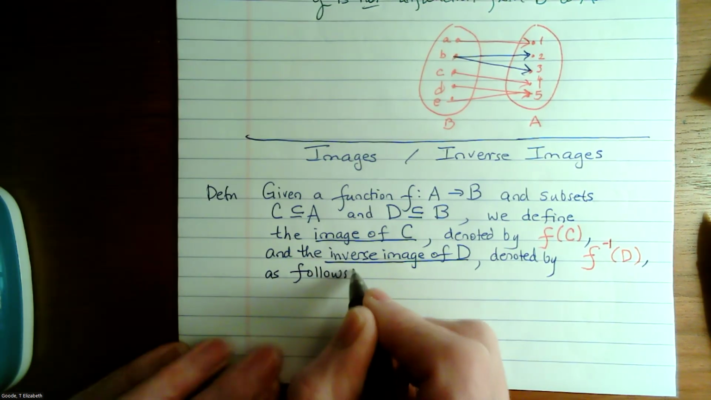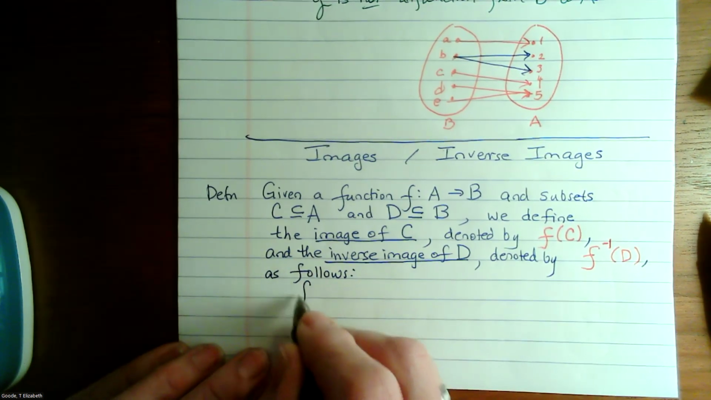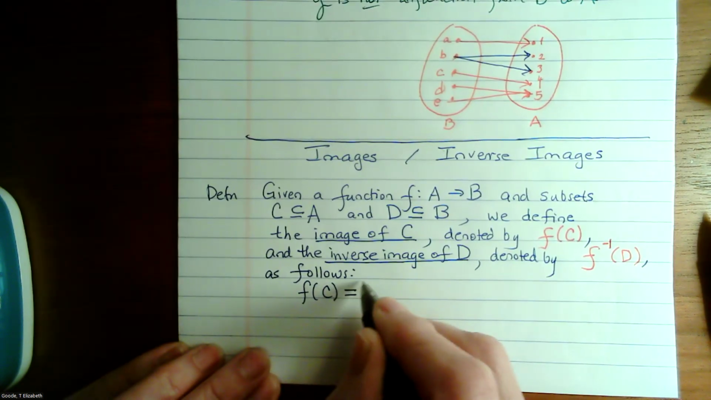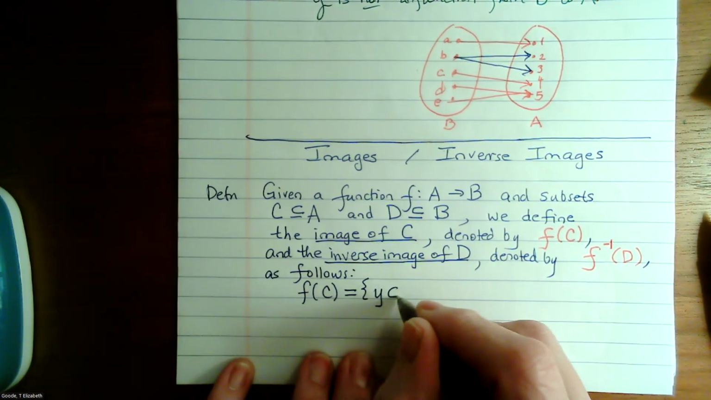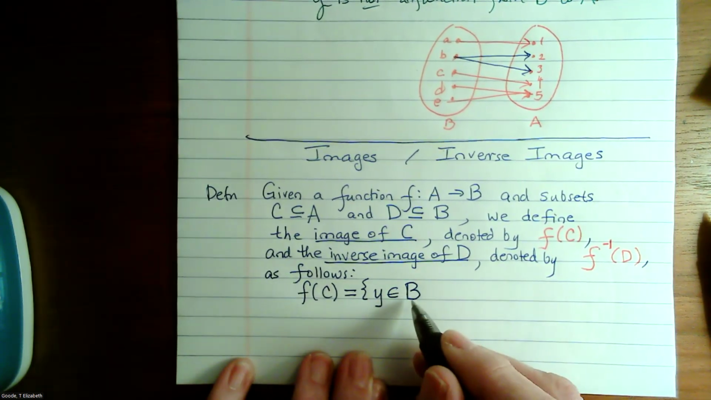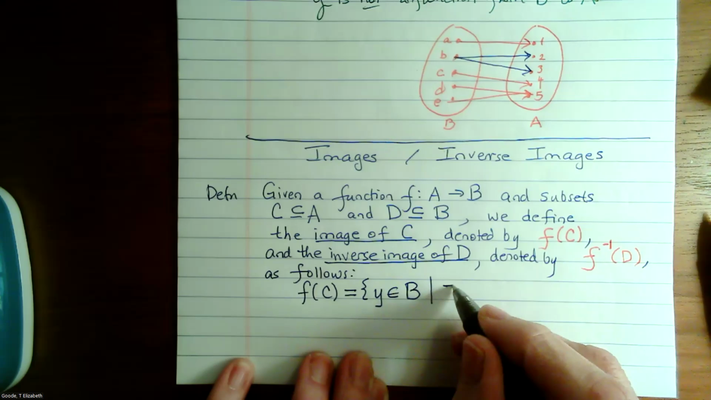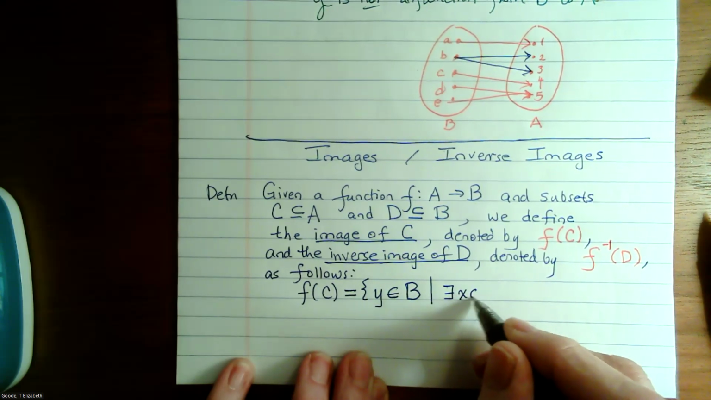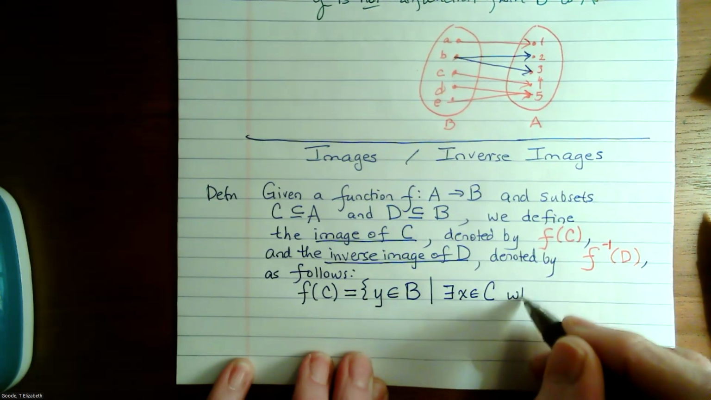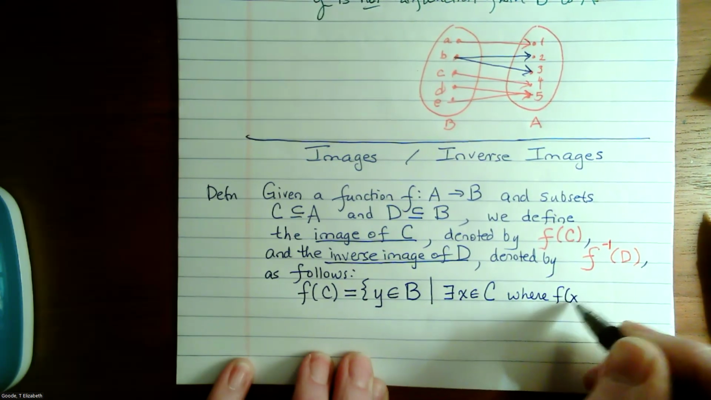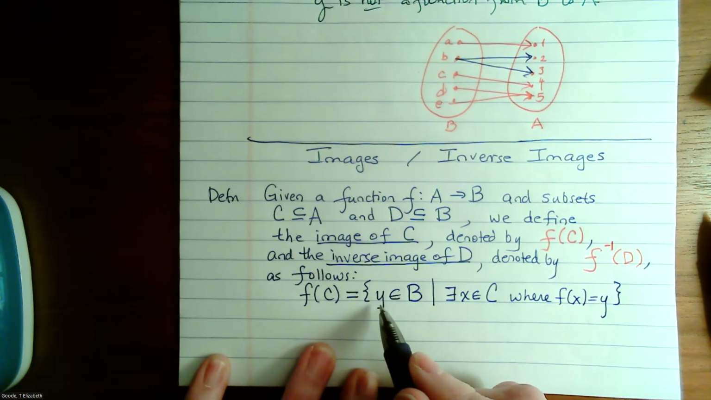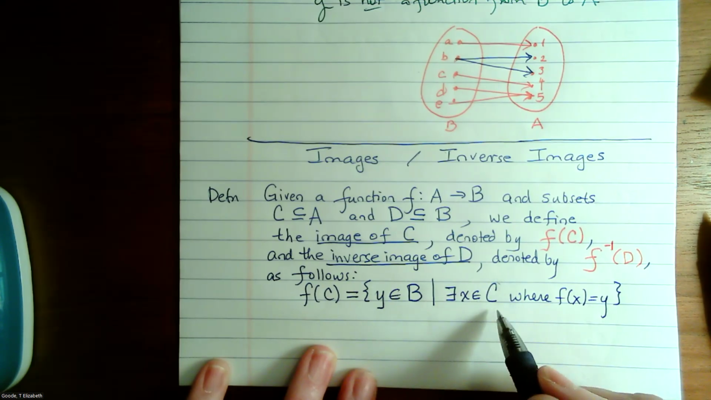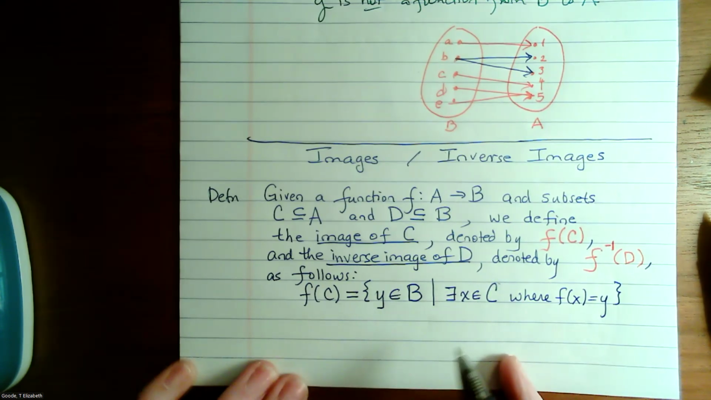Here we go. F of C is equal to the set, so it's a set containing the y in set B such that there exists an x in C where f of x equals y. So you can think of these as the y's that have arrows pointing to them out of the set C, the subset of A that we're calling C.